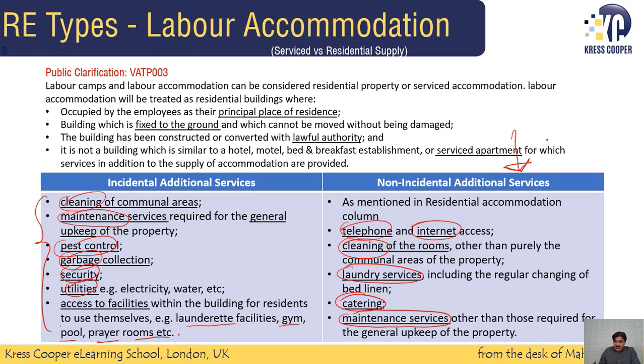And it has already been mentioned in the basic definition of the residential property, if this is a serviced apartment, then it will not be considered a supply of residential property, but it will be considered a supply of commercial property. So we can summarize our discussion here. If labor accommodation is being provided along with the incidental additional services, it will not change the status of the labor accommodation. It will be considered a residential supply. On the other hand, if the labor accommodation is being provided along with the non-incidental services, then it will be considered a serviced apartment, and supply of the serviced apartment is not the supply of residential property.